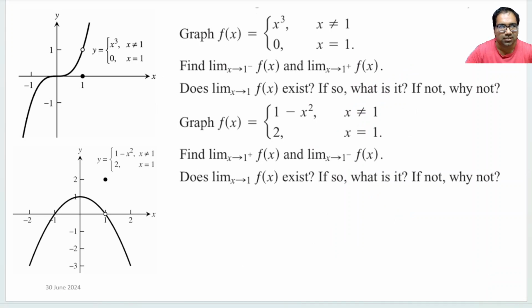We are given this function f of x equal to x cube when x is not equal to 1, and 0 when x equal to 1. We have to graph this function and then find the limit as x tends to 1 minus and x tends to 1 plus. What is the limit? Okay, the graph of x cube is like this, right? We know this graph, right? X cube is an odd function.